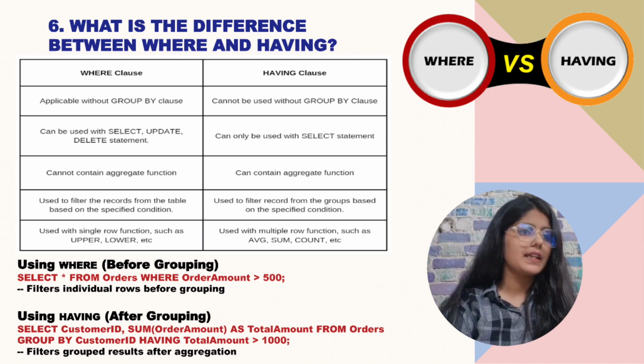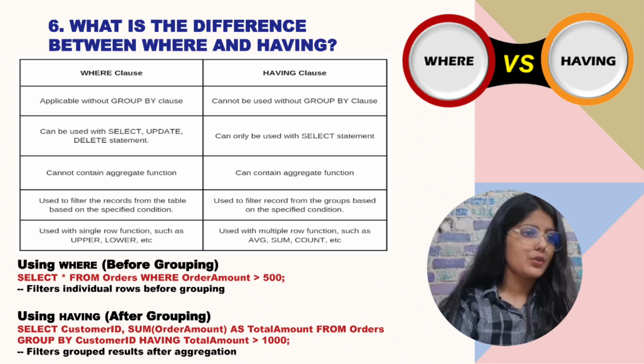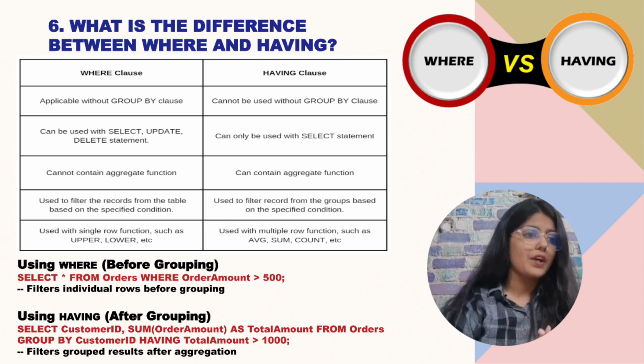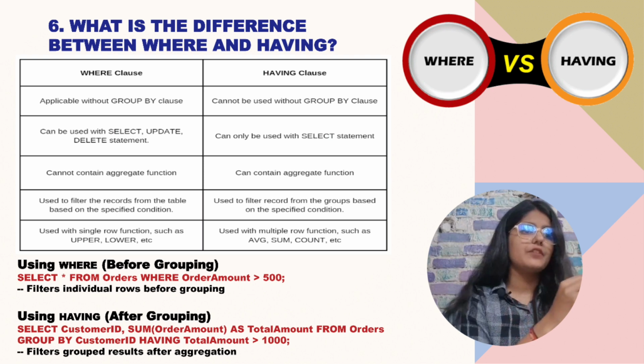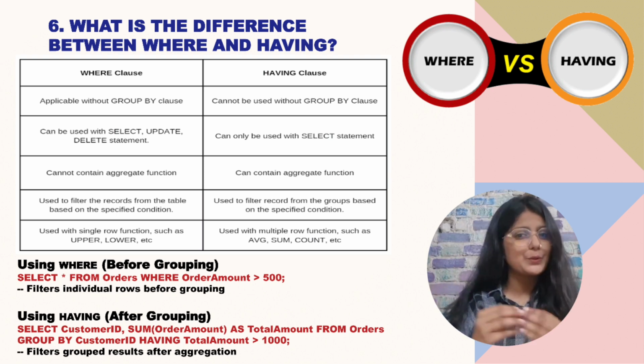In the first, we are taking the data of orders which have an amount greater than 500. In the second, we are writing a query: select customer ID, sum of order amount as total amount from orders group by customer ID having total amount greater than 1000. What we want is the ID of customers who have ordered an amount greater than 1000. So we are grouping on a condition, that's why we are using HAVING. And in the above one, we don't need to group anything. So this is HAVING and WHERE. So let's go to the next question.